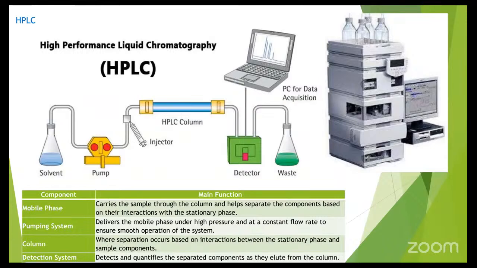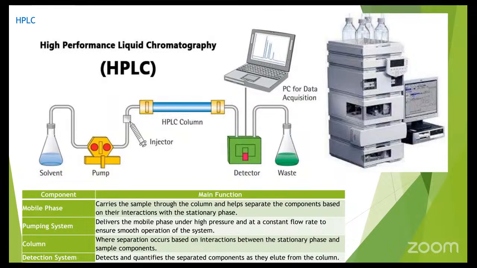It's a form of liquid chromatography in which effective separations are achieved through improvements in the technology. The major parts are the solvent reservoir, injector, analytical column, detector, recorder, and mobile phase. The mobile phase carries the sample through the column and helps separate the components based on their interaction with the stationary phase. The pumping system delivers the mobile phase under high pressure and at a constant flow rate to ensure smooth operation of the system. And columns, different columns are used even in this, like C8, C18. So different kinds of columns are used based on the compound that you're going to elute. And the detection system detects and quantifies the separated components as they elute from the column.